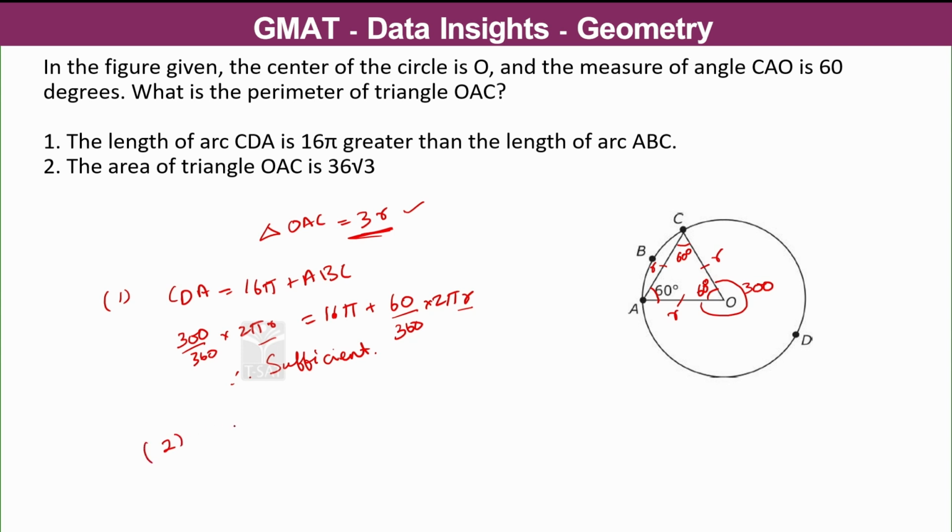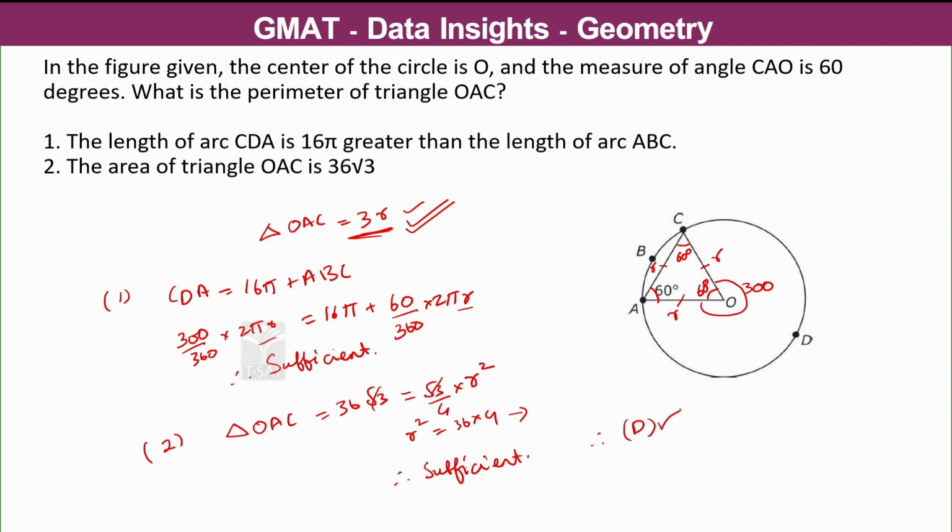Statement 2 is telling us that the area of the triangle OAC is equal to 36√3. The area of triangle OAC will be equal to √3 by 4 into side square, because it's an equilateral triangle and the side is equal to r. So again you have r square is equal to 36 into 4. You can calculate what r is from here and substitute that into this again. You will get the value of the perimeter of triangle OAC. Therefore, this information is also sufficient to answer the question. Hence, the answer is answer option D, where each alone is sufficient to answer the question.